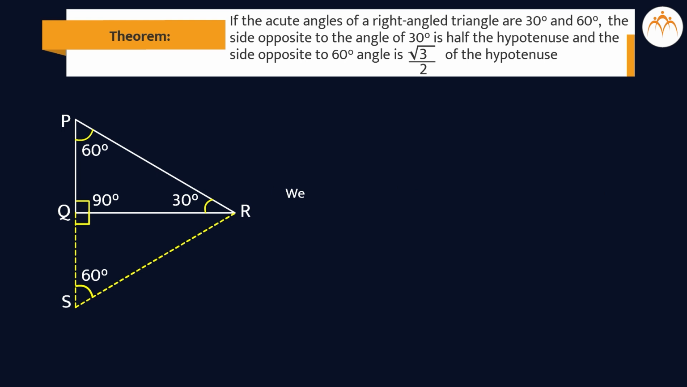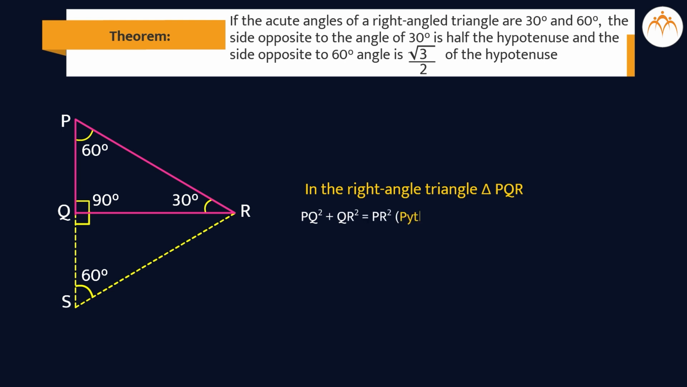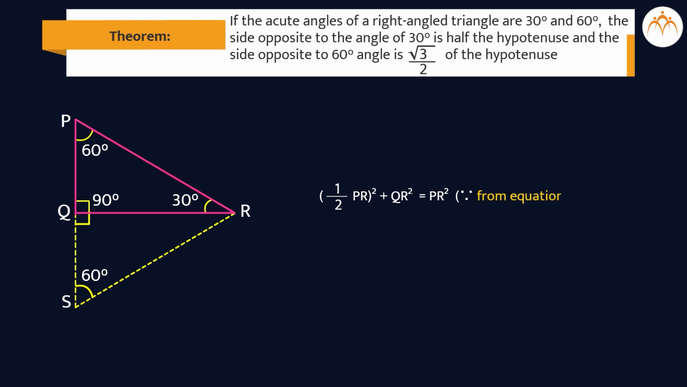We have PQ is equal to 1 upon 2 PS. This is by construction. PQ is equal to 1 upon 2 PR. Therefore, PS is equal to PR, statement 1. In the right angled triangle PQR, PQ square plus QR square is equal to PR square by Pythagoras theorem. 1 upon 2 PR square plus QR square is equal to PR square. This is from the equation 1.